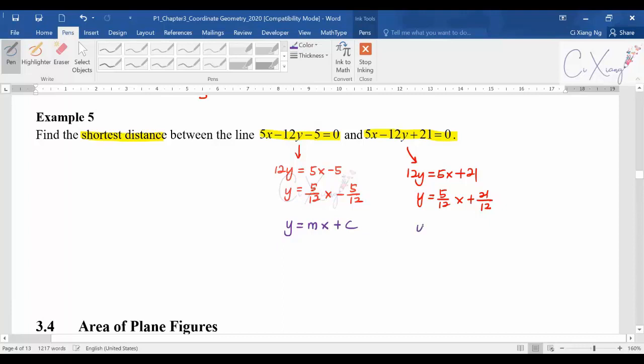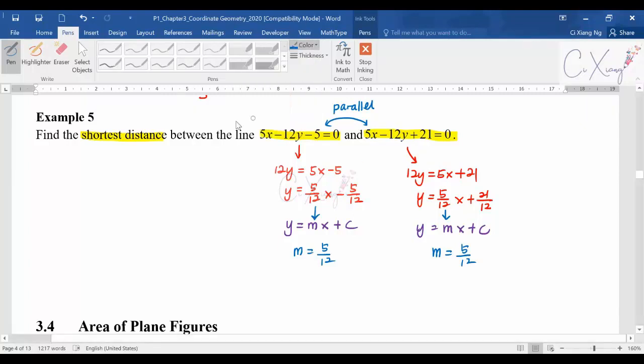Okay, so if you compare it with the equation y equals mx plus c, what does it mean? Okay, so what is the gradient that you have? You get the gradient here is 5 over 12, right? So this gradient is equal to 5 over 12. This gradient is also equal to 5 over 12. That means both lines are parallel to each other. Okay, so because of this, this and this are parallel. The question didn't tell you that, but you should observe it yourself from the equation of the straight line.